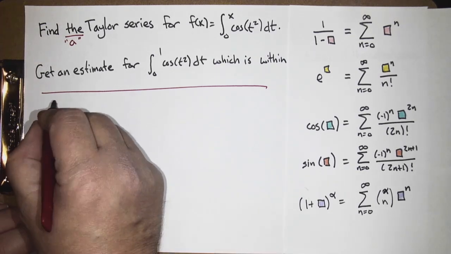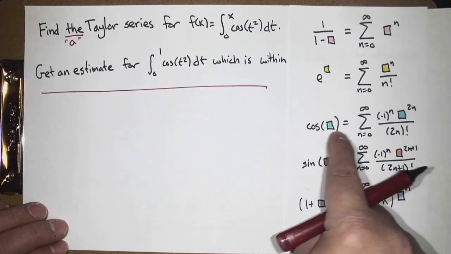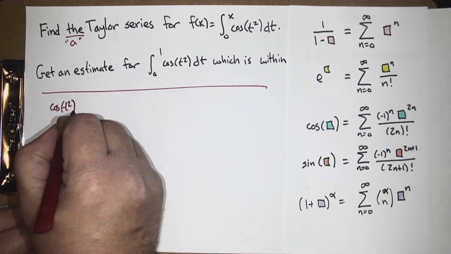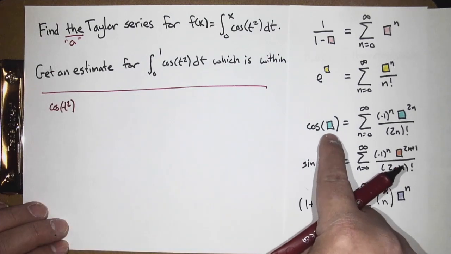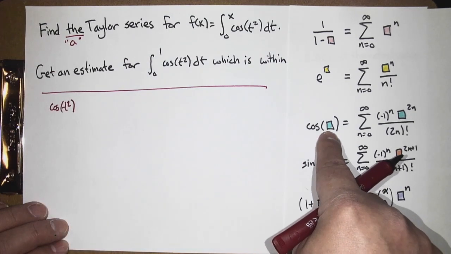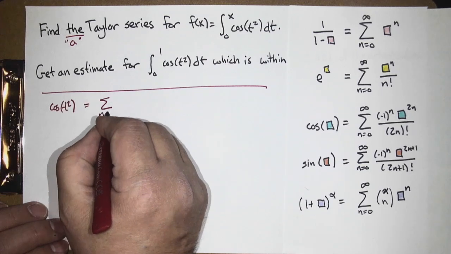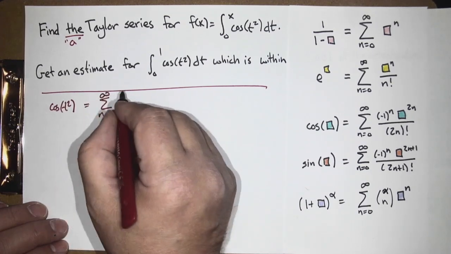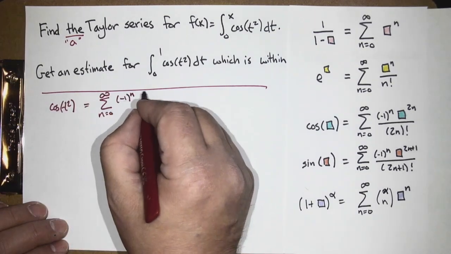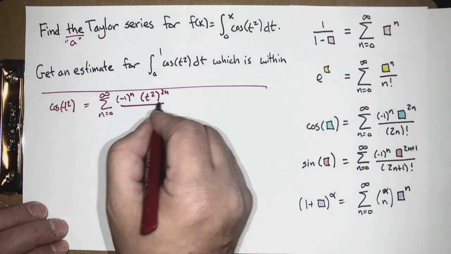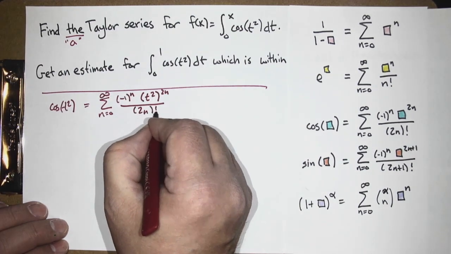So let's start with cosine of t squared. We know what cosine is. So what is cosine of t squared? Well, t squared is our box. We see what's in our box, so we say, well, that's the sum, n equals 0 to infinity, minus 1 to the n of t squared to the 2n over 2n factorial.